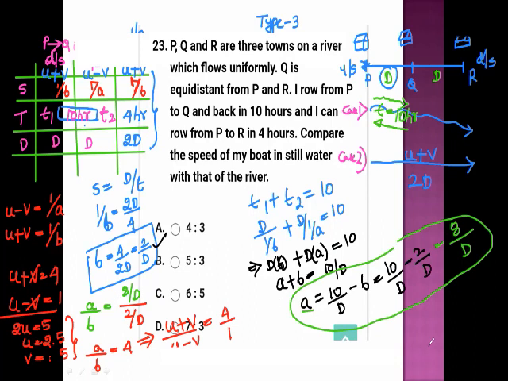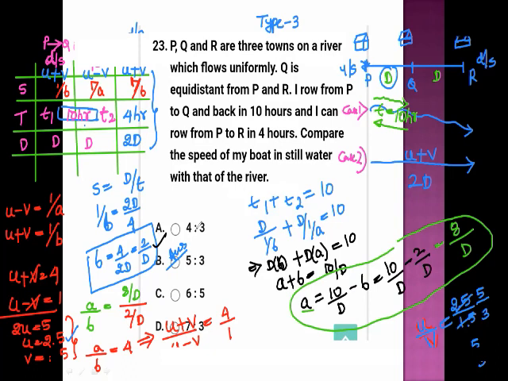What they have asked in the problem is to find out u by v. So u by v will be equal to, what is u we have found? 2.5, divided by 1.5. So you'll get 5 by 3. Therefore the ratio of u and v is simply 5 by 3. So this is the answer for this question.